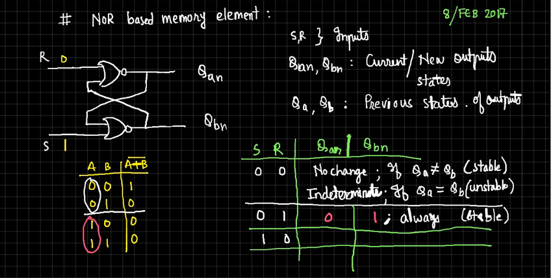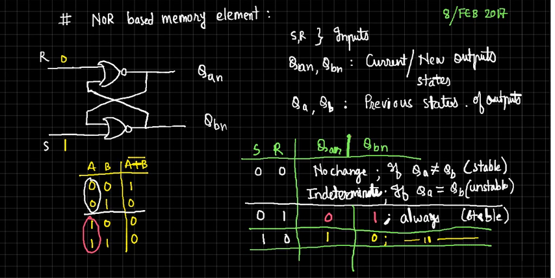Should I write that? 1 and 0 always, and that will be a stable situation. Stable in the sense, will there be any further changes? No, that means stable situation. There won't be any kind of fluctuation or oscillations, which is otherwise the case when this condition is there, 0 0 and equal inputs.